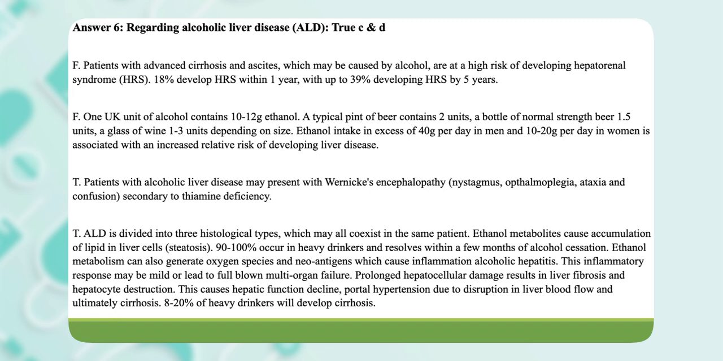It occurs in 90 to 100% of heavy drinkers and resolves within a few months of alcohol cessation. Ethanol metabolism can also generate reactive oxygen species and neoantigens, which cause hyperinflammation of alcoholic hepatitis. This inflammatory response may be mild or lead to full-blown multi-organ failure, and prolonged hepatocellular damage results in liver fibrosis and hepatocyte destruction. This causes hepatic function decline, portal hypertension due to disrupted liver blood flow, and ultimately cirrhosis. 8 to 20% of heavy drinkers will develop cirrhosis.